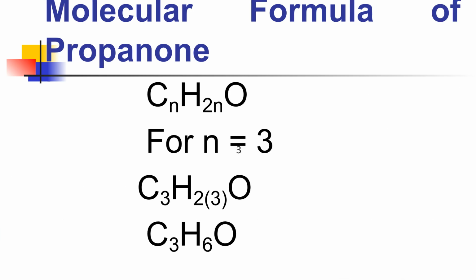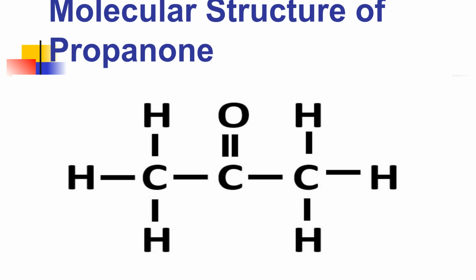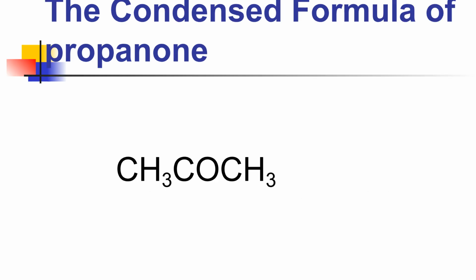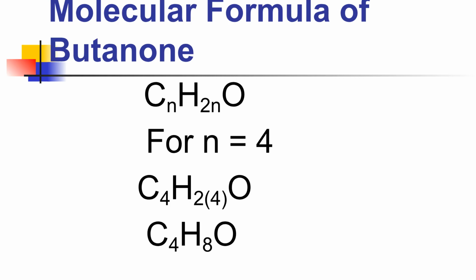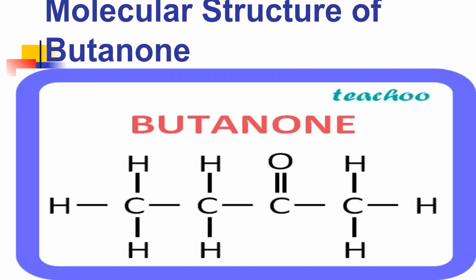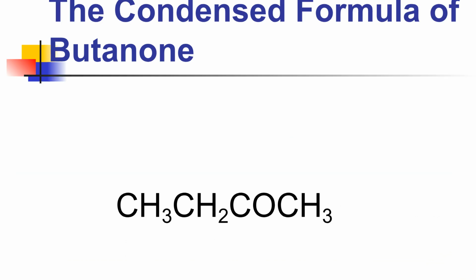For propanone, where n equals 3, the molecular formula is C3H6O. This slide displays the molecular structure of propanone. The condensed formula for propanone is CH3COCH3. For butanone, where n equals 4, the molecular formula is C4H8O. Here is the molecular structure of butanone. The condensed formula for butanone is CH3CH2COCH3.